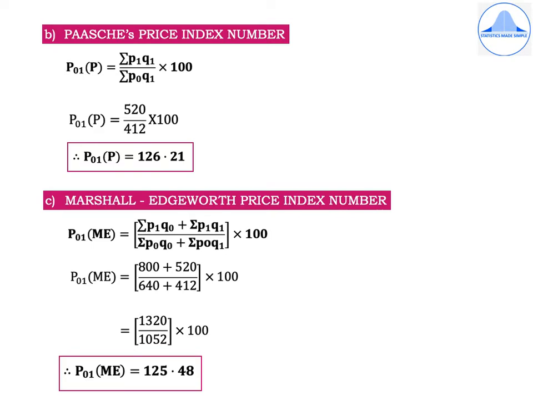So P01 of ME is equal to summation P1 Q0 plus summation P1 Q1, the whole divided by summation P0 Q0 plus summation P0 Q1 into 100, which is equal to 800 plus 520 divided by 640 plus 412 into 100, which is equal to 1320 divided by 1052 into 100. Therefore, P01 of ME is equal to 125.48.